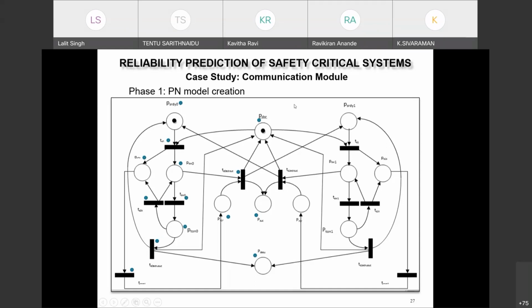Now, one interesting fact that we can see from this figure: the left half of this figure is a mirror image of the right half of the image. That is because, for redundancy purposes, we have taken two embedded units.